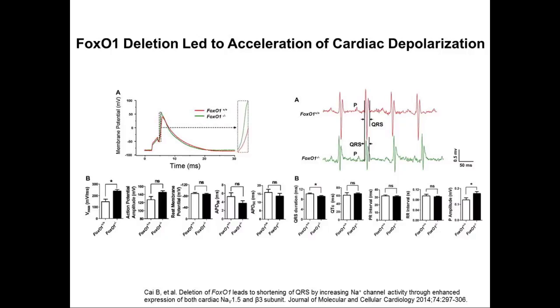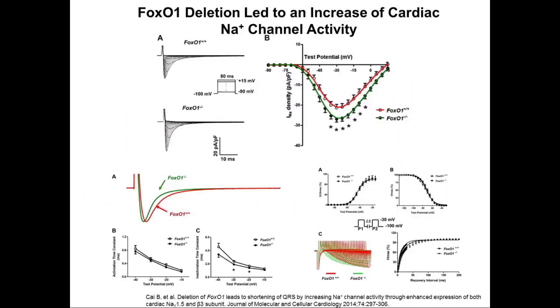So we moved on to the EP studies. We isolated the cardiomyocytes and did action potential recording. As you can see, after the deletion of FOXO1, the maximum phase 0 depolarization of the action potential is significantly increased, which leads to shortening of the QRS. As you know, the QRS duration is mainly determined by sodium channel activity, so this is also consistent with the finding of the FOXO1 deletion.